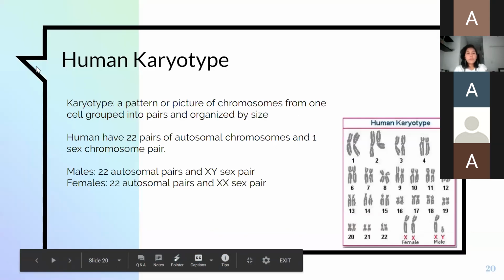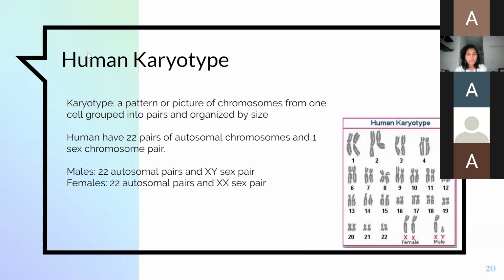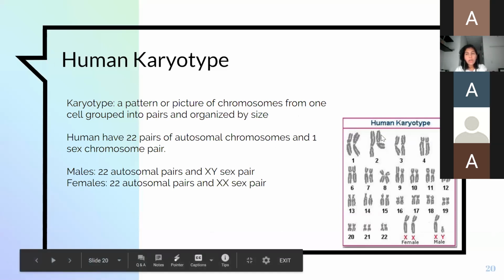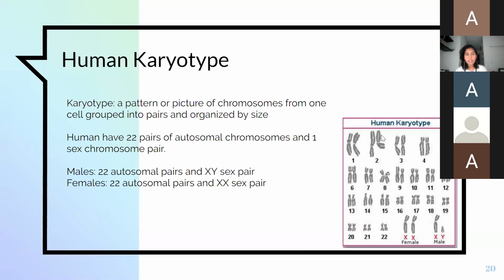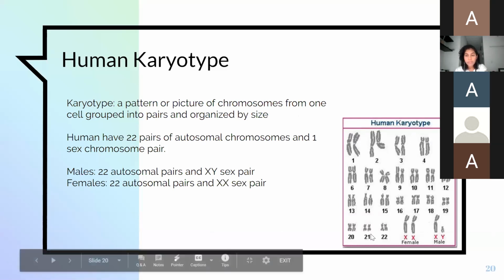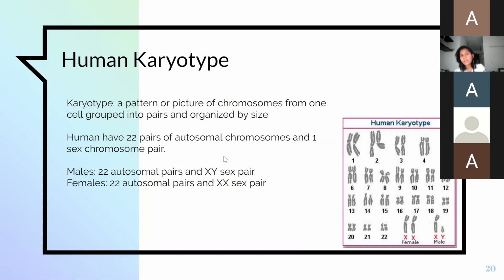Okay. So with patterns of inheritance, we have what we call a karyotype. A karyotype is essentially the organization and the picture of our chromosomes, and it's grouped according to size, with one being the biggest, and two being the smallest. And then you have your sex chromosomes, so XX for female and XY for male. Like I said, humans have 22 pairs of autosomal chromosomes and one pair of sex chromosomes. And this is what a normal human karyotype looks like.